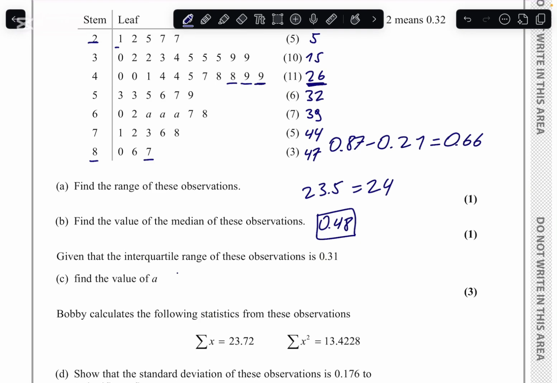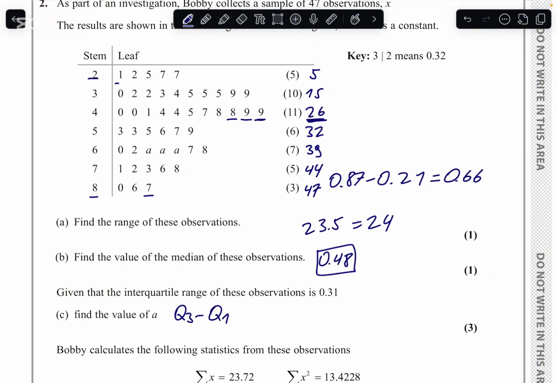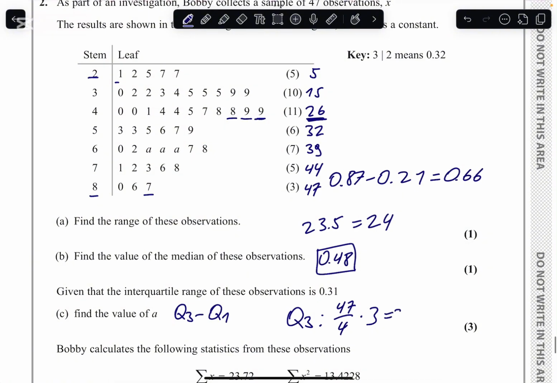The interquartile range is Q3 minus Q1. Q3 is the third quartile and Q1 is the first quartile. Q3 is the 75th percent of the samples and Q1 is the 25th percent. So we need to find Q3 and Q1. For Q3, we do 47 over 4 times 3. This gives us an answer of 35.25. Rounding it up, it gives us the 36th value.